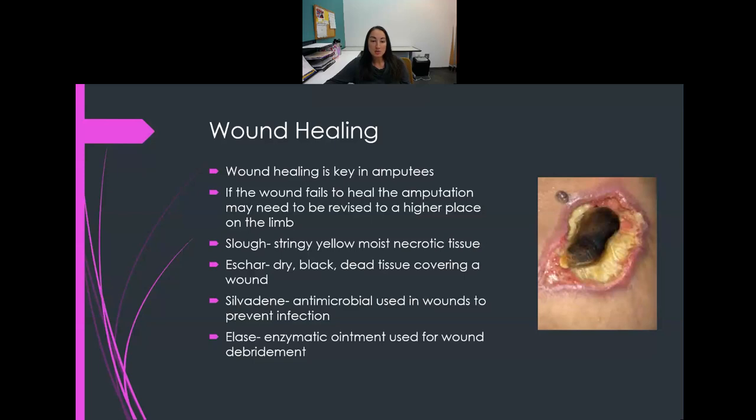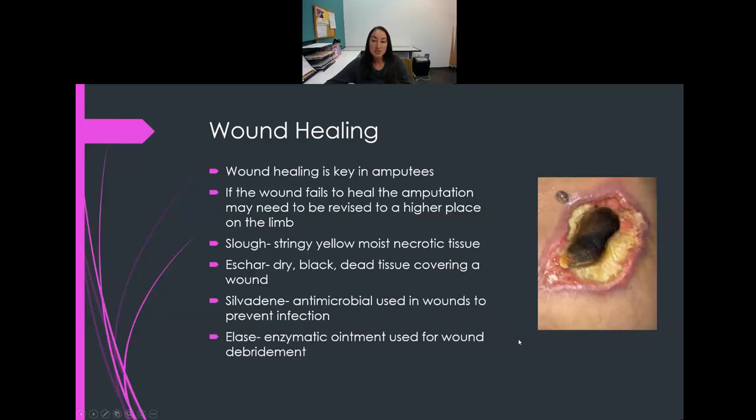Some of the things that we look at when we're looking at a wound is to see whether it's healing or not. We look for slough. Slough is stringy, yellow, moist, necrotic tissue. Then eschar. Eschar is the black, dry tissue. Sometimes it's covering the whole wound, and if it is, you typically remove that so that you can get down to the viable tissue. Silvadene is an antimicrobial. It's used in wounds. It helps prevent infection. Elase is an enzymatic ointment you put on wounds to help debride the wounds.